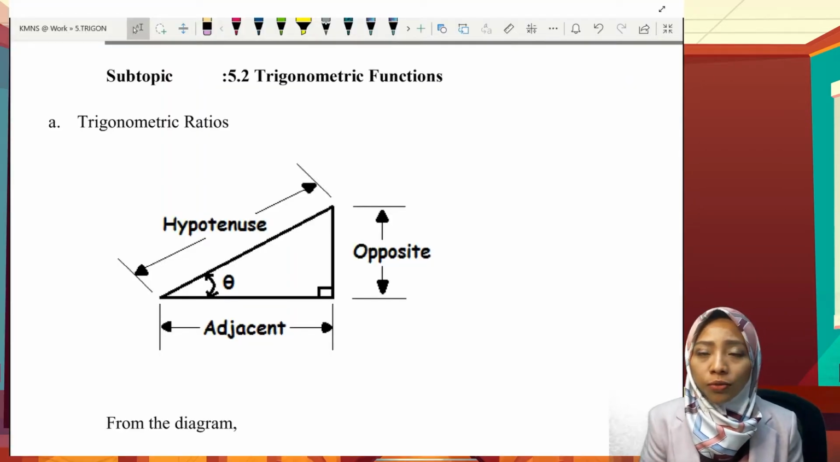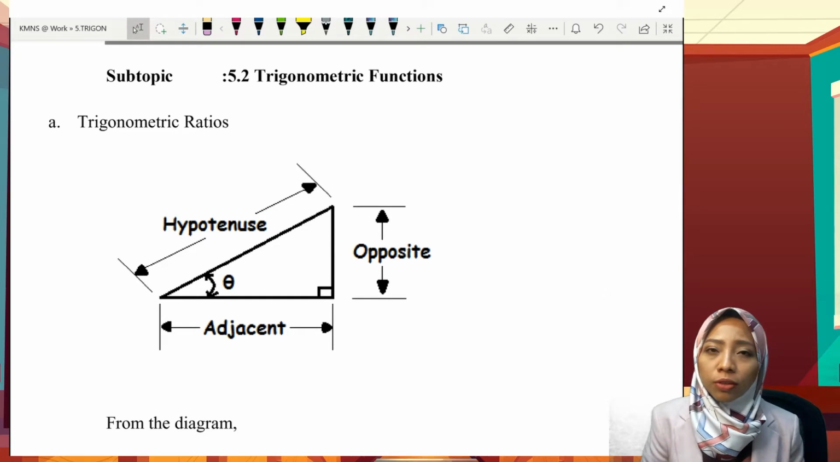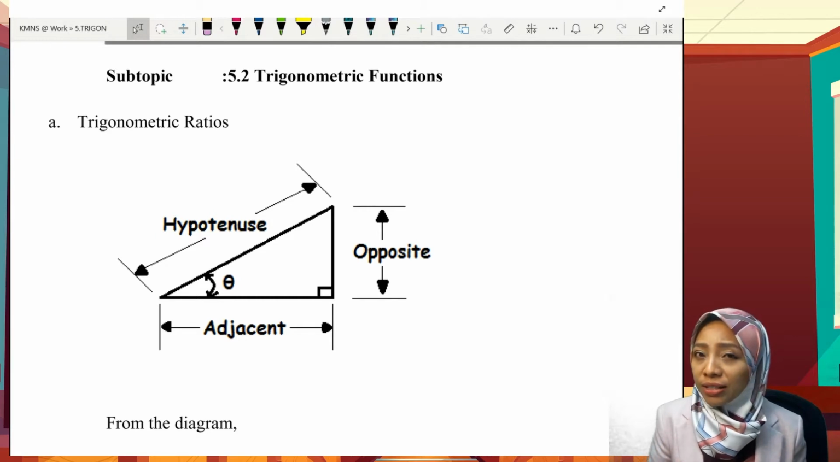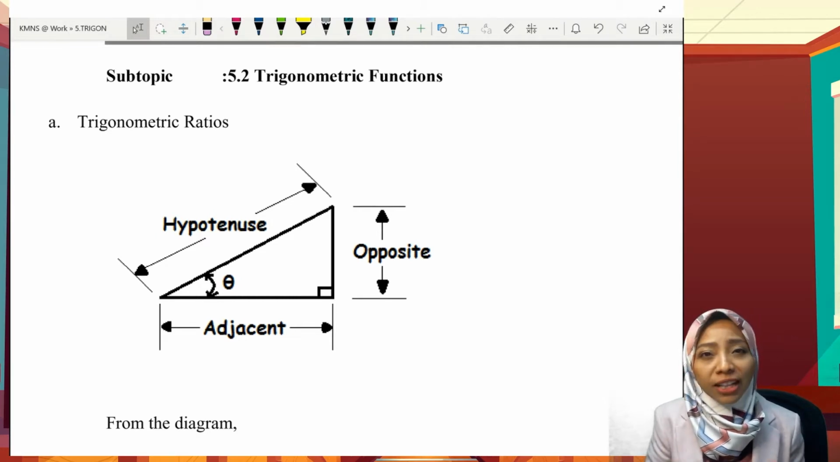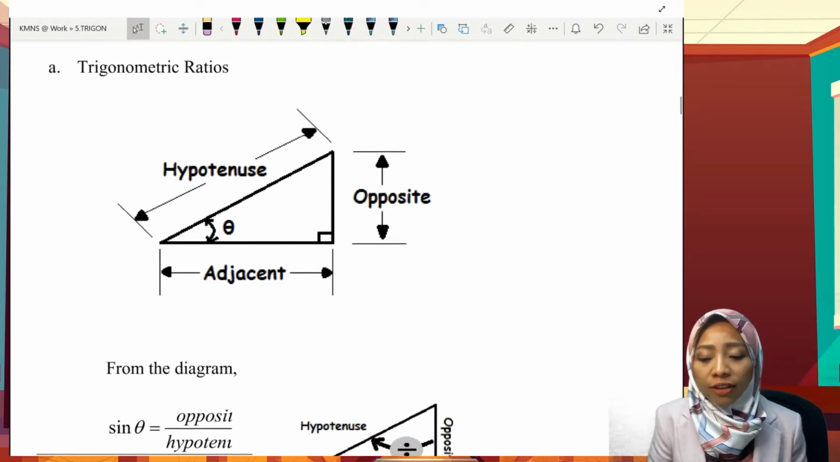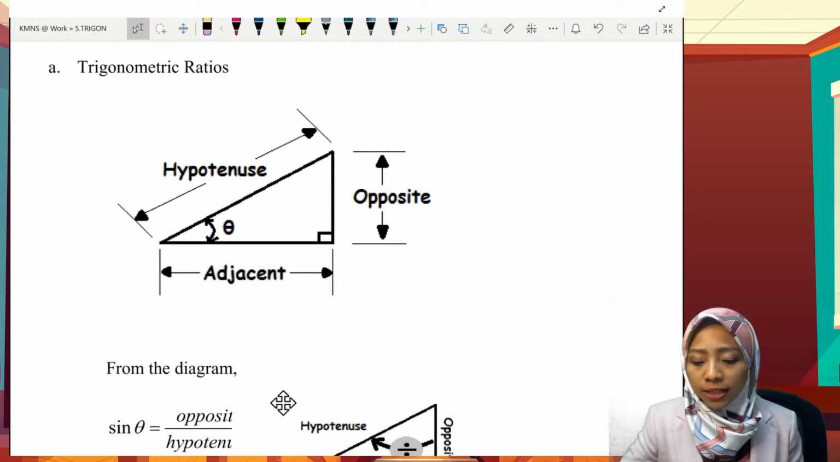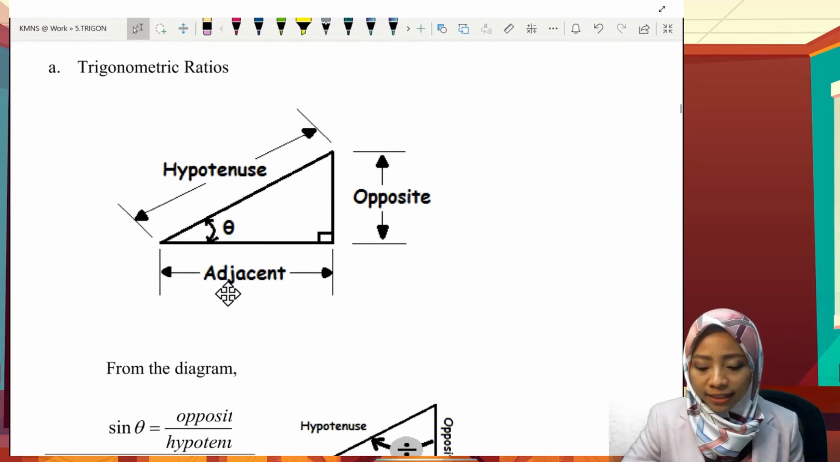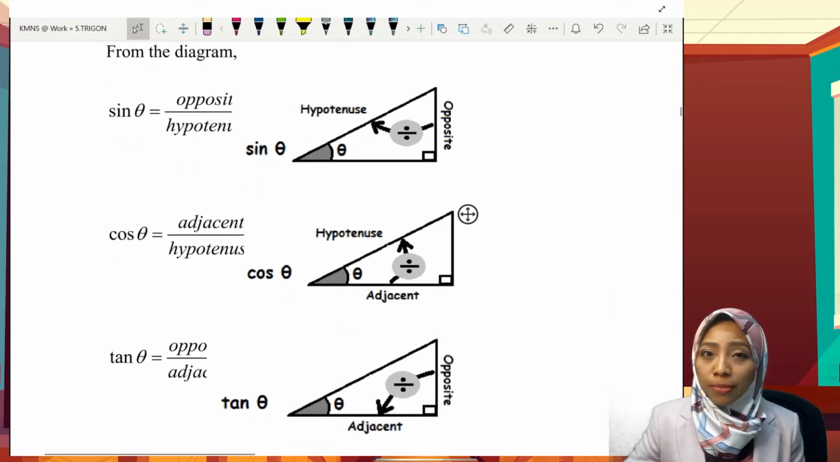Let's start with trigonometric ratio. What does it mean by that? It means that the ratio of every side of the right triangle. We have hypotenuse, opposite, and adjacent. An easy way to remember is SOH CAH TOA.